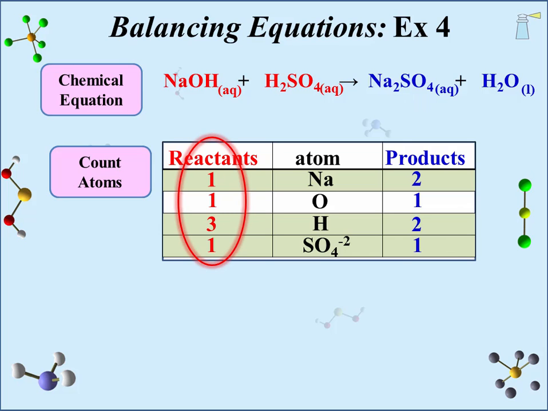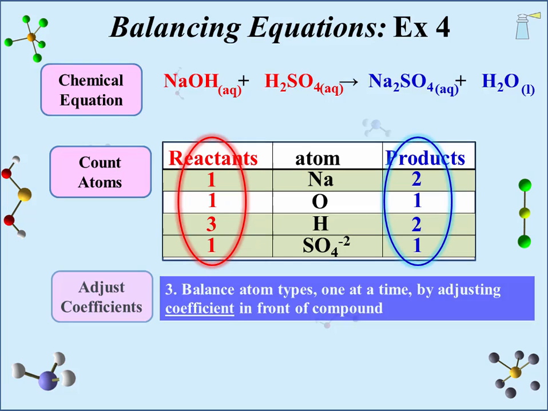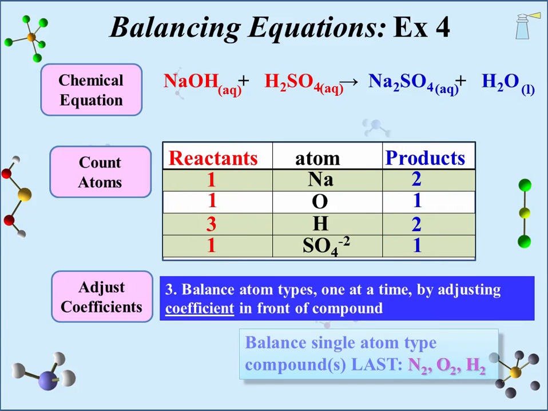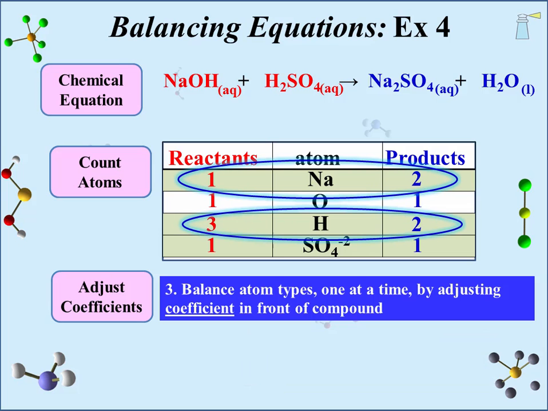Comparing the reactant and product tally shows the count to be unequal. Some balancing is in order, but with which atoms? The tip for this step is to balance the single atom type last, but there are no such compounds in this equation. The tally shows that the sodium and hydrogen have unequal counts.